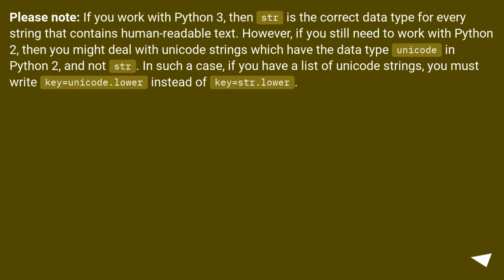Please note, if you work with Python 3, then str is the correct data type for every string that contains human-readable text. However, if you still need to work with Python 2, then you might deal with Unicode strings, which have the data type unicode in Python 2, and not str. In such a case, if you have a list of Unicode strings, you must write key equals unicode.lower instead of key equals str.lower.